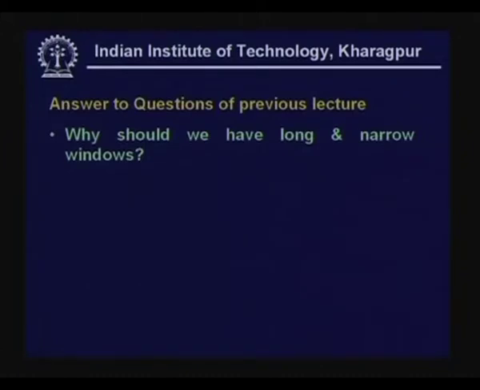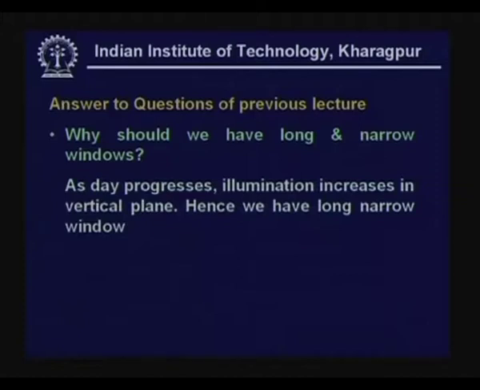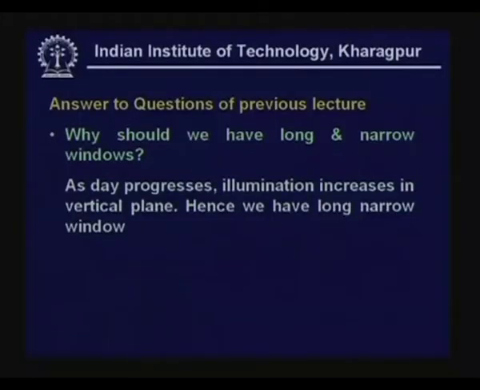Why should we have long and narrow windows? As the day progresses, illumination increases in the vertical plane and hence we have long narrow windows. So, we should have long and narrow windows because that again ensures that throughout the day, as the sunlight moves, we do get nearly the same light conditions and minimize the reflected glare.